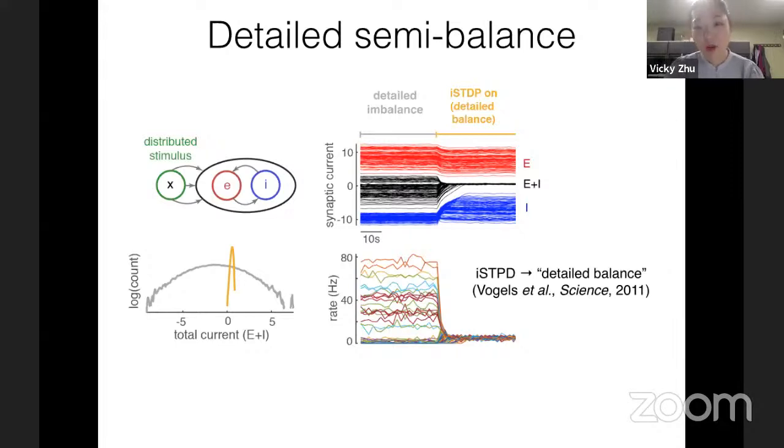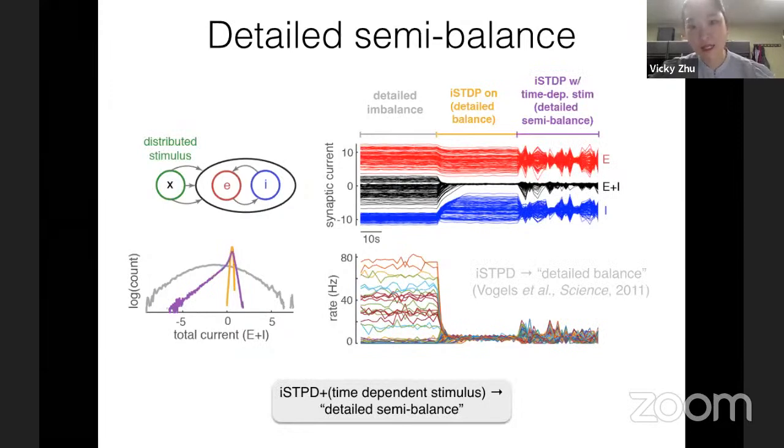But luckily, the work from Vogels' group in 2011 can save us in this situation. They introduced this homeostatic inhibitory spike-timing-dependent plasticity rule, which can retain the detailed balance level. So upon a few seconds of activation, what you see is that the total current input converges to a very concentrated value. The black curve in the middle, you can see it's hovering around something very concentrated.